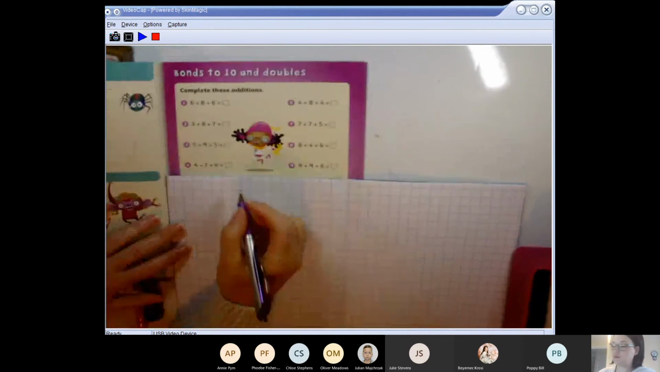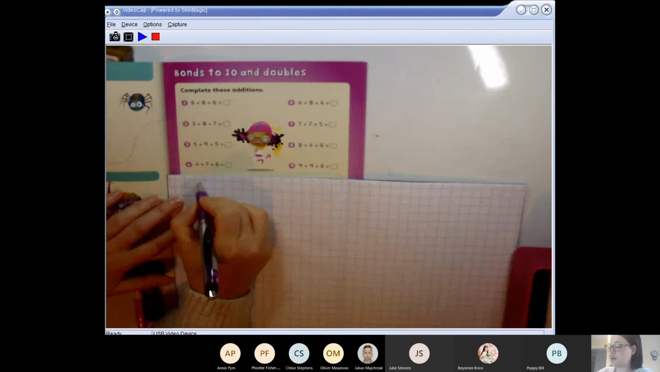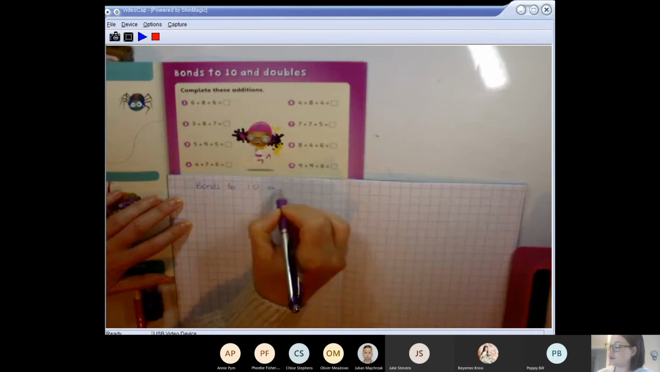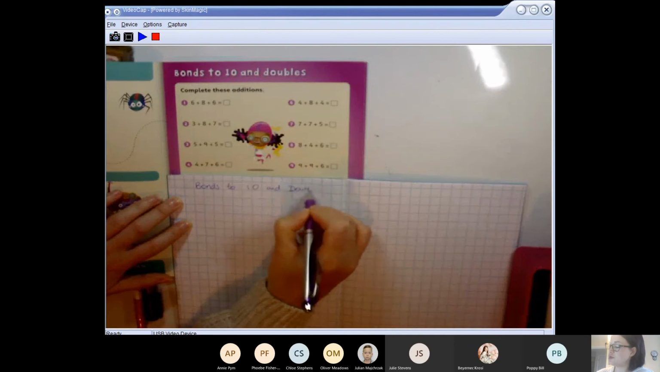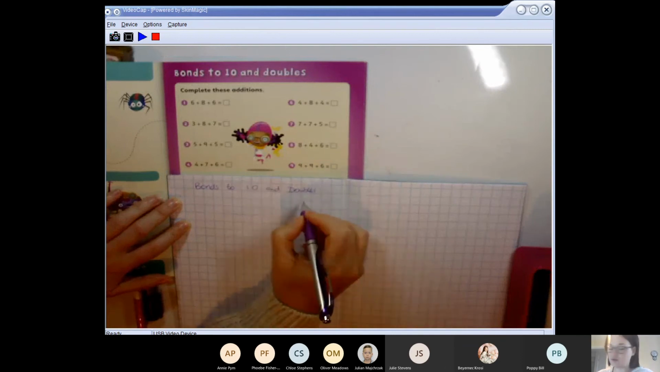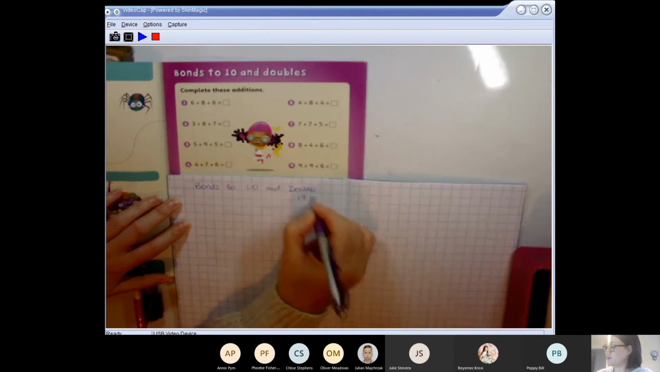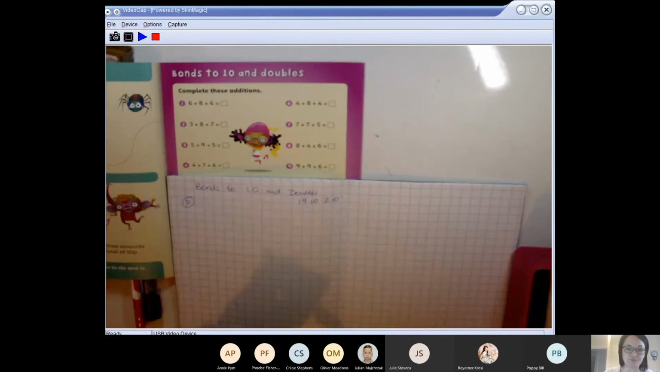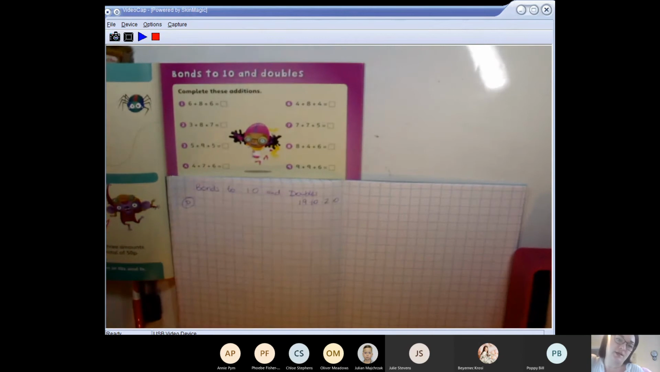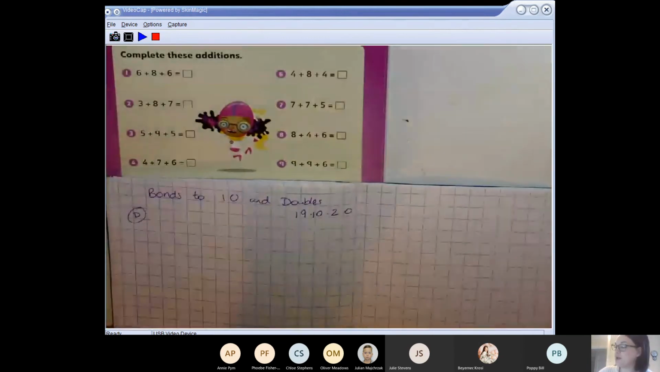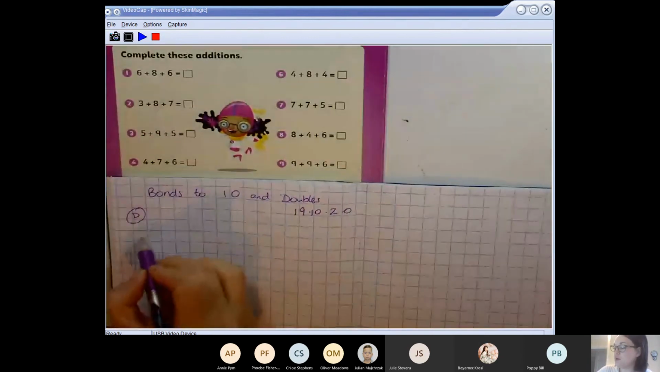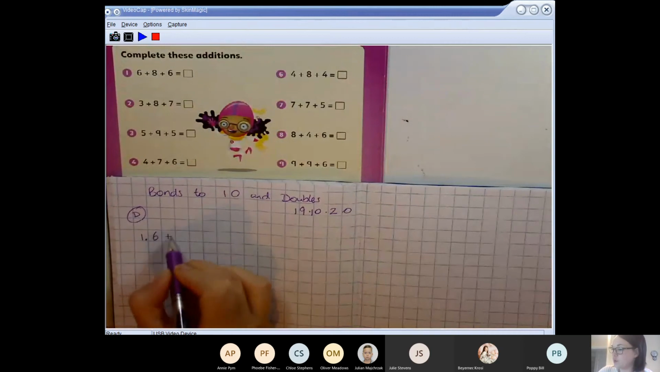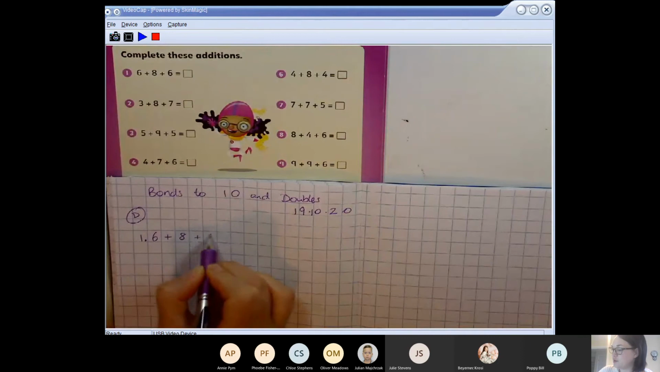So if you are writing it down, I'm just going to copy down the title, bonds to 10 and doubles. I'm going to put my date underneath, as I've run out of space. 19.10.20 and a D in a circle. This is your do it task. I'm going to zoom in a bit actually. There we go, that's slightly better. So question number 1, I'm going to put a 1 and a dot, and I'm going to write that question down. It will become clear why I'm doing that in a minute.